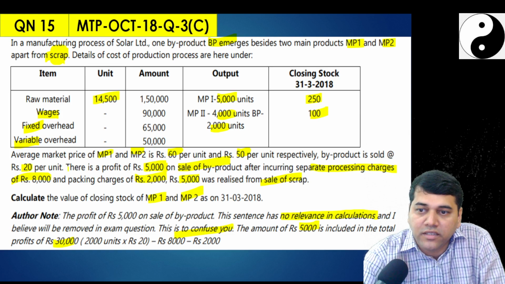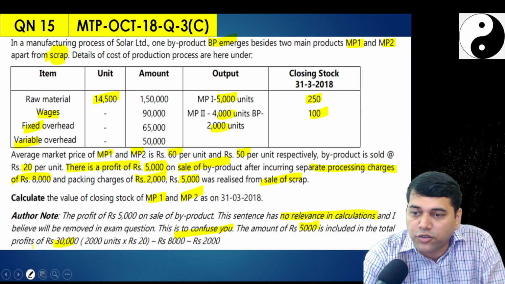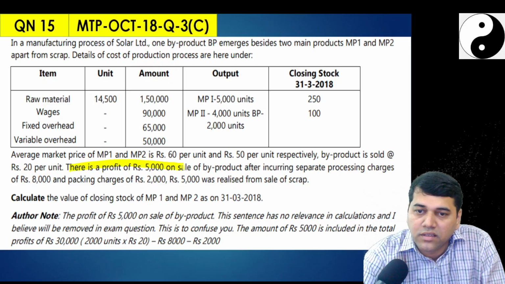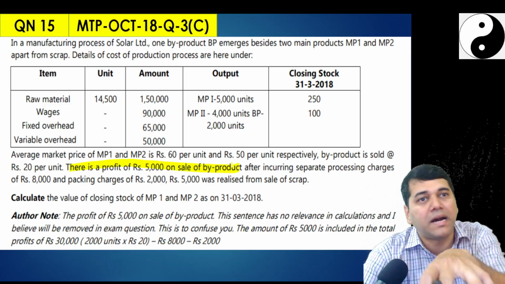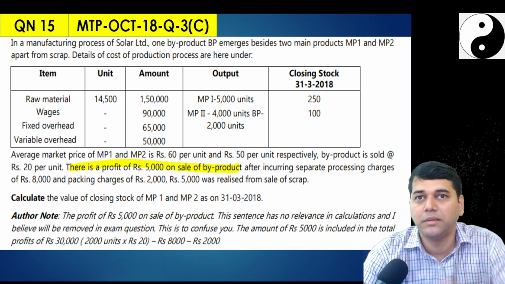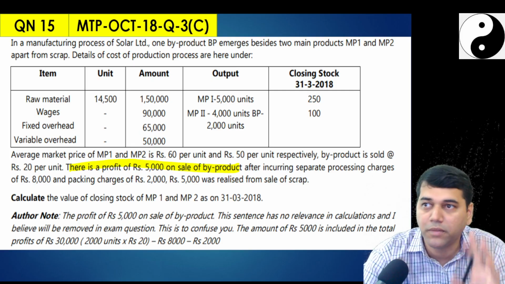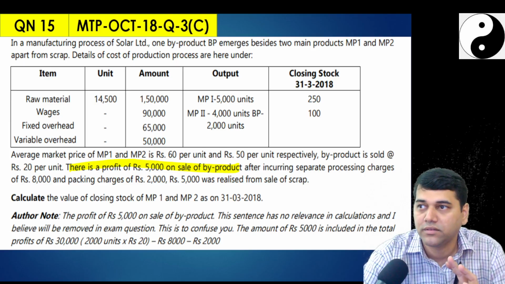Then you understand that this sentence, profit of 5,000 rupees by sale of byproduct, is already part of whatever you sell. Simply they gave you that. Keep this in mind. This has got no relevance at this point of time. Okay, so write solution.